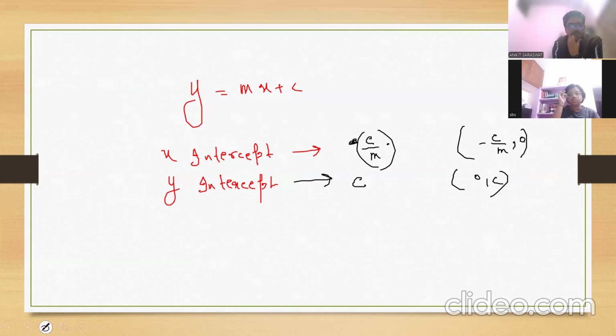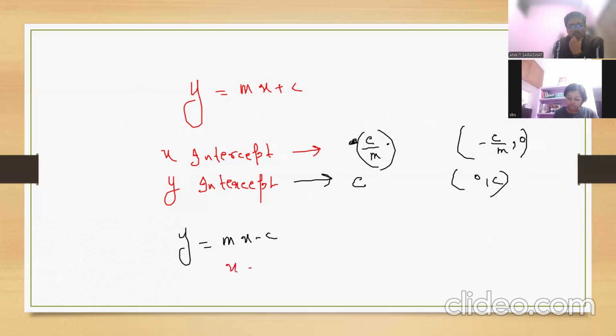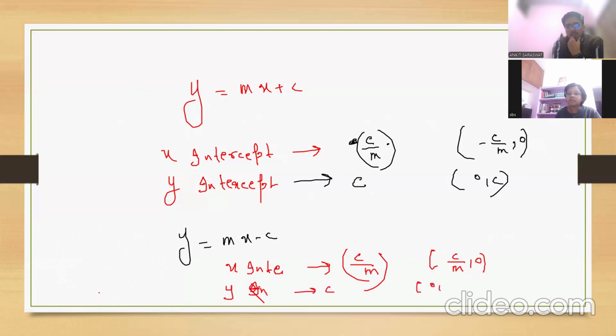Clear? In this equation, y is equal to mx minus c, what is the x-intercept? It is c by m: make y 0. Coordinate will be c by m, comma 0. Similarly, the y-intercept is minus c, making x 0. The point is 0, minus c. Understood?